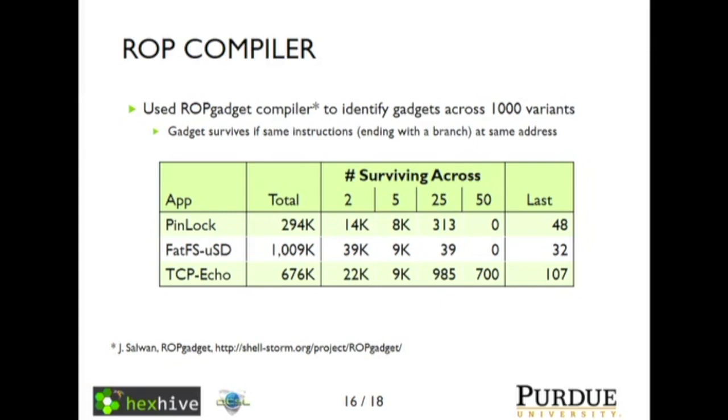They can execute whatever kind of execution they would like. And so for the 3 applications, in the worst case, TCP echo, there's one gadget that exists in 2 binaries out of 1,000. So if an attacker only needed one gadget, you could expect it to work maybe 10% of the time.